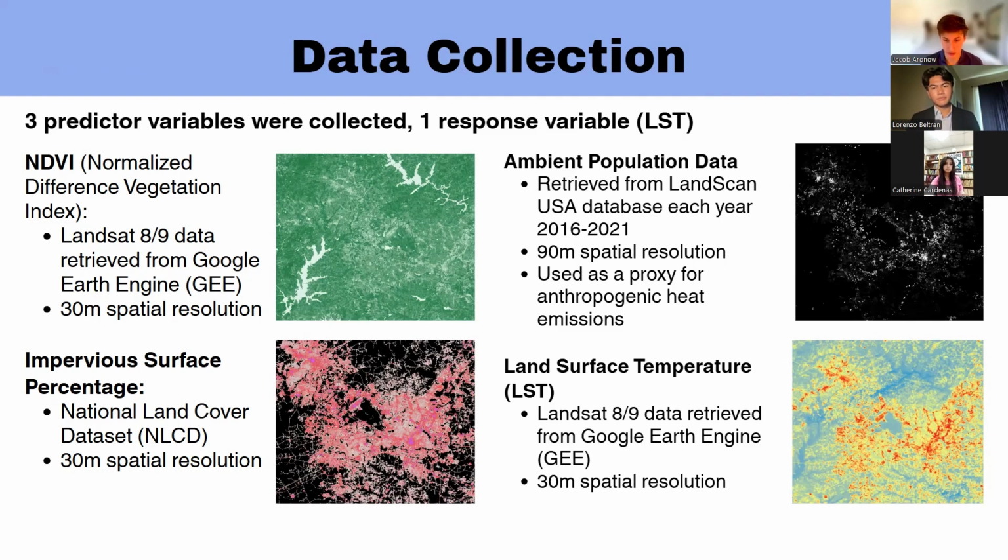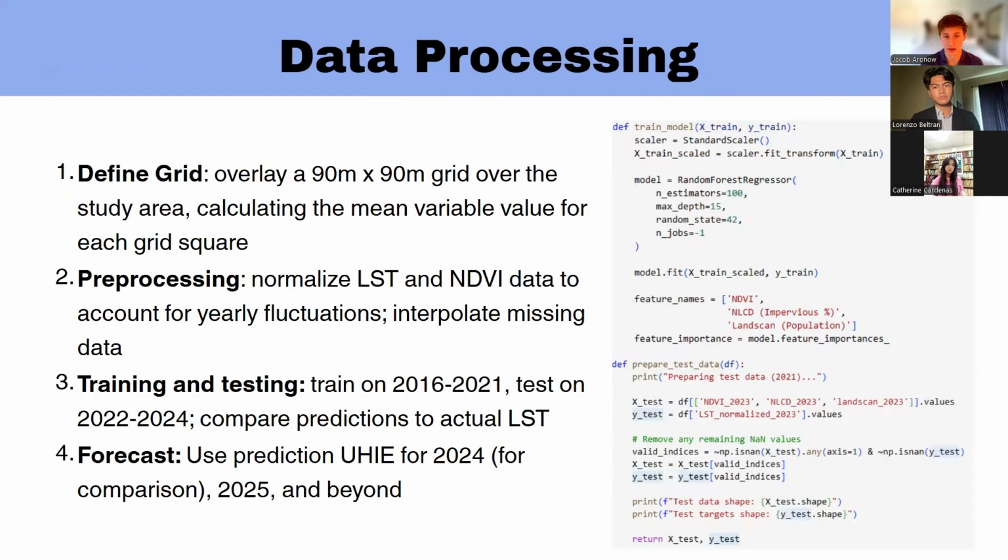Our final component variable was ambient population, which measures how many people are in an area at any given time during the day. Our target variable was land surface temperature, or LST, which is how hot a surface is to touch. We retrieved all of these variables from readily available online sources, as you can see on the slide, with a spatial resolution between 30 and 90 meters across all variables. In order to process this data, we overlaid a 90-meter by 90-meter grid over the Research Triangle area and calculated the mean variable value in each grid square.